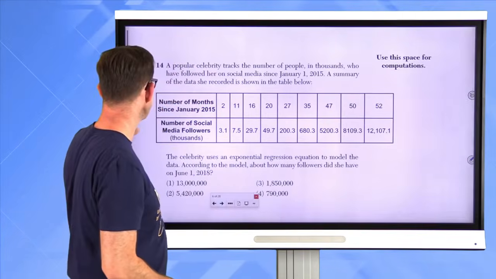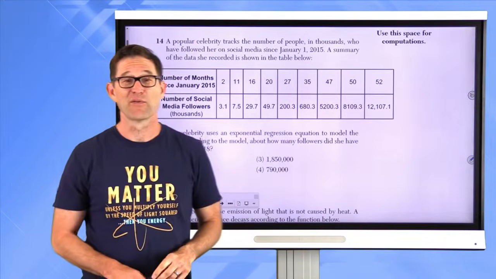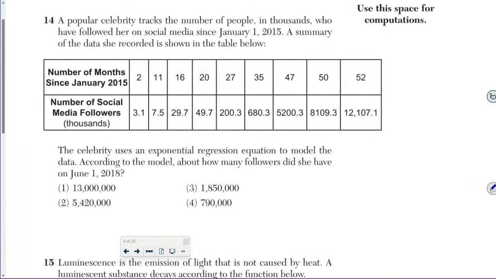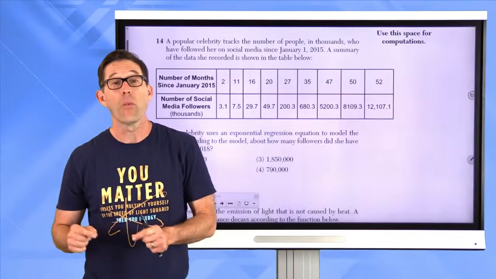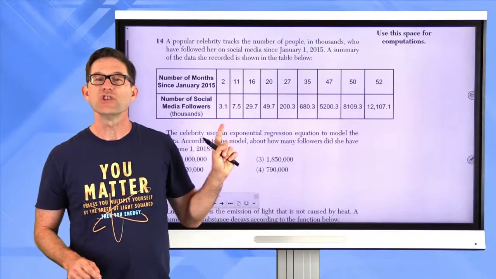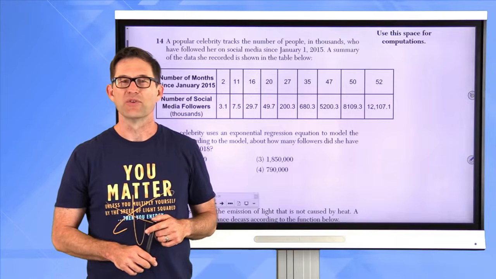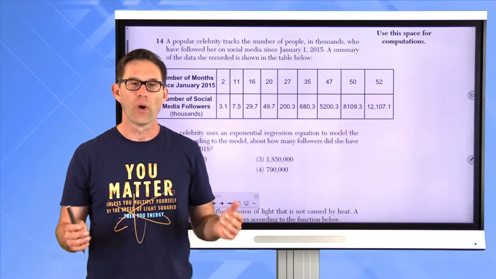So let's get right back to it. Number 14, that was for all people of my generation. A popular celebrity tracks the number of people in thousands who have followed her on social media since January 1st, 2015. A summary of the data she recorded is shown in the table below. So number of months since January 2015, number of social media followers in the thousands, by the way. She doesn't have 3.1 followers after 2 months. She has 3.1 thousand followers after 2 months. In other words, 3,100 followers.